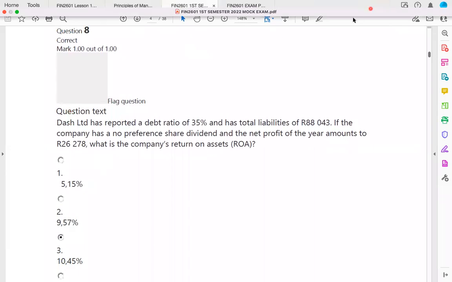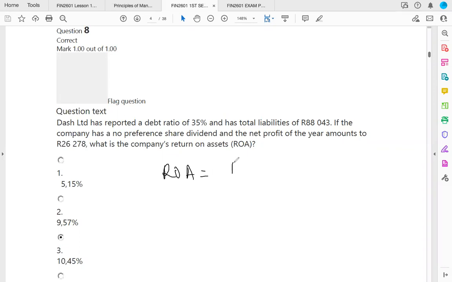Next, let's look at question number 8. So we've been told Dash Limited reported a debt ratio of 35% and total liabilities of 88,043. If the company has no preference share dividends, the net profit for the year amounts to 26,278. What is the return on assets? So for this question, there's a fast way to do this question and there's a longer way. I'm going to show you both ways, and then I would advise you go for the faster way, right? Because we always want to save time.